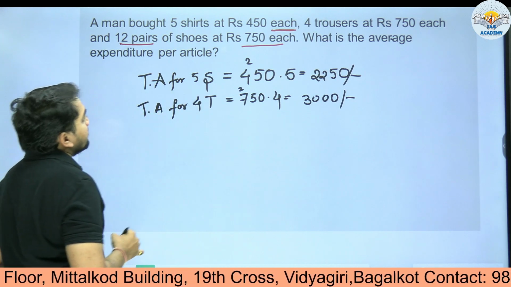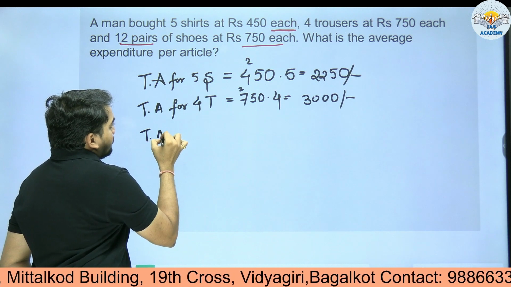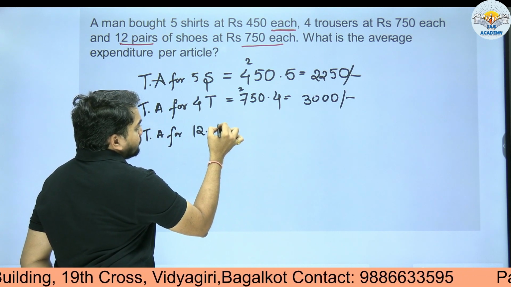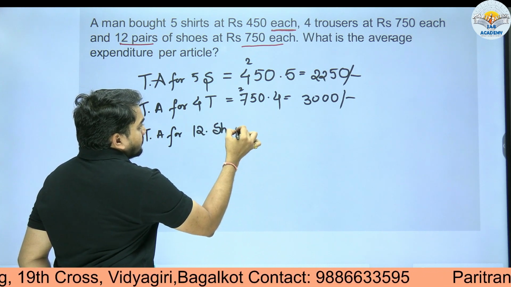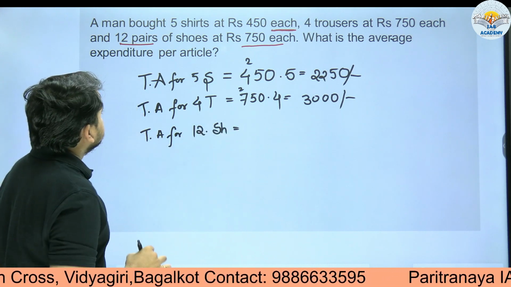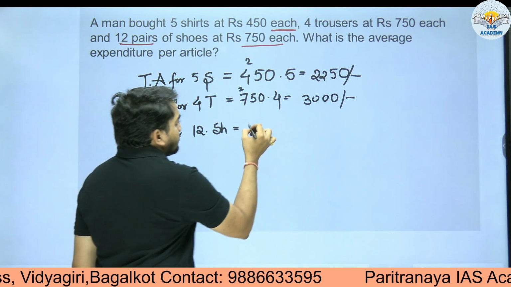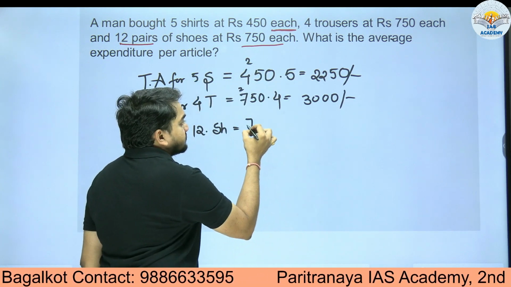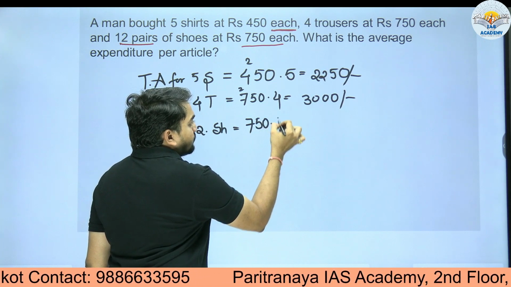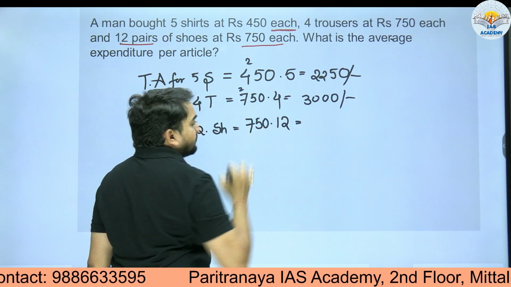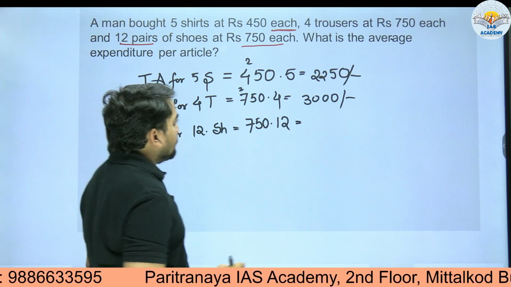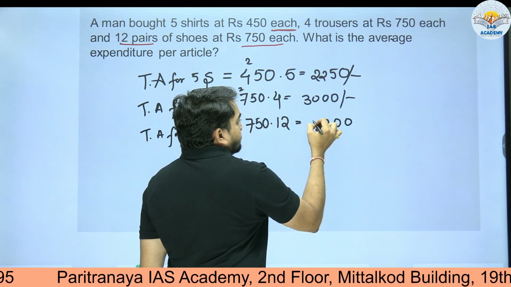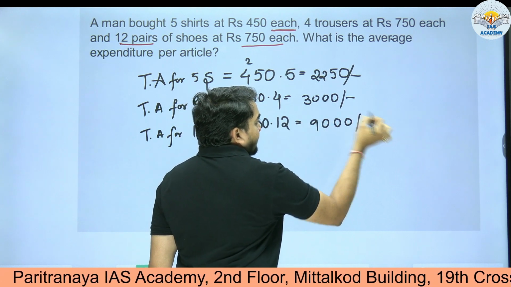And next, 12 pairs of shoes. The total amount for 12 pairs of shoes is how much? It is 750 into 12. 750 and 750, right? Okay. 750 into 12. So what is the value here? It will come out to be 9000. All right. So you calculate.